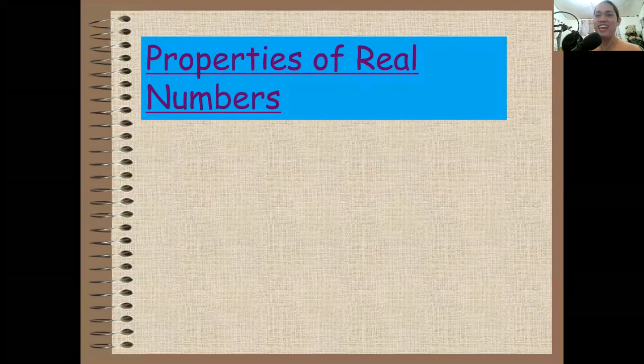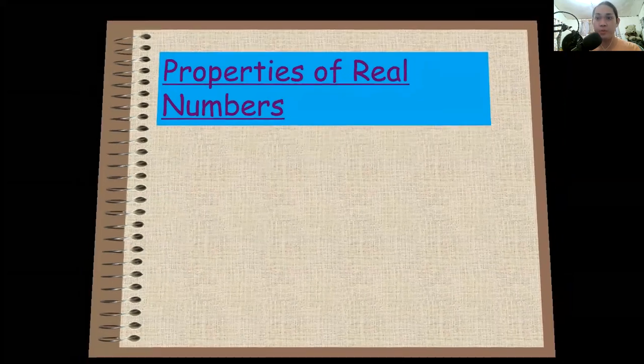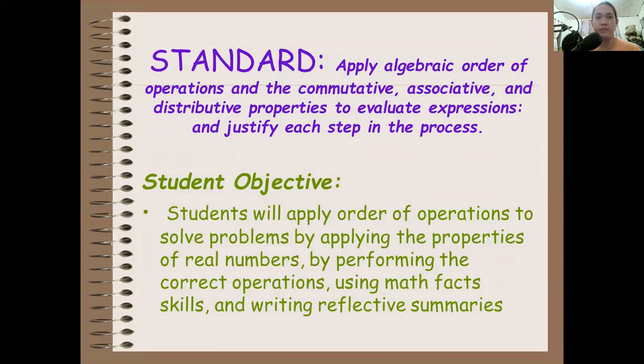So let's start. To start with, the properties of real numbers is our main concern in this video discussion. And of course, we have to be guided with the standard and also the objective. For the standard, we are going to apply algebraic order of operations and the commutative, associative, and distributive properties to evaluate expressions and justify each step in the process. Okay, that is so exciting. And of course, your objective in this video discussion is to apply order of operations to solve problems by applying the properties of real numbers by performing the correct operations using math facts, skills, and writing reflective summaries. Are you ready? Let's get started.